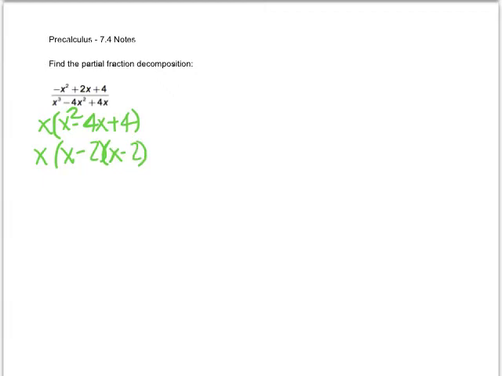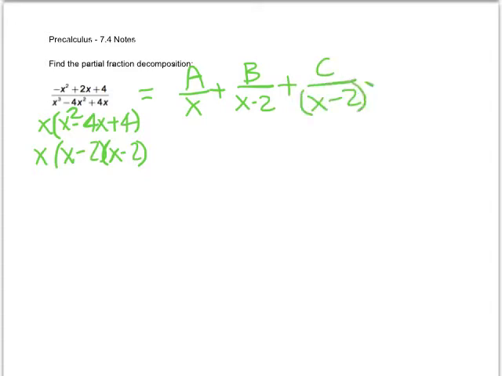Okay? So my factors then are going to be a over x plus b over x minus 2 plus c over x minus 2 squared. I have to list both of those pieces.